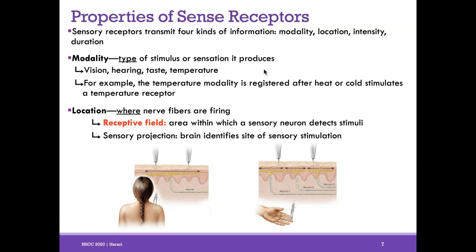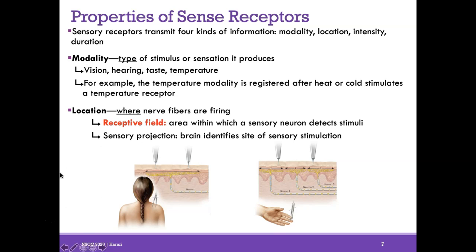The location is also encoded by which nerve fibers issue signals to the brain. This means which nerve fibers are firing will determine what type of sensory experience you're going to get. Different nerve fibers can only be fired in certain receptive fields. The receptive field is the area where a sensory neuron can detect a stimulus. It's like the sensitive area.